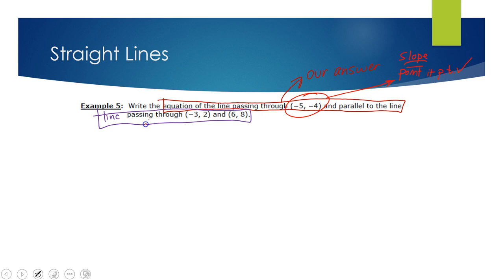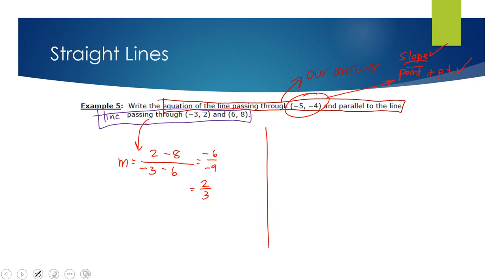So I'm going to take this line here and say, okay, I'm going to find the slope. So I'm going to take 2 minus 8 over negative 3 minus 6. And I get a negative 6 over a negative 9, which becomes a positive 2/3. So that's the slope of the line that passes through those two points. Can I find the equation of that line? Sure, but I really don't need to. The only part of it that's going to be the same with my line is the slope. So I now know the slope of my line.